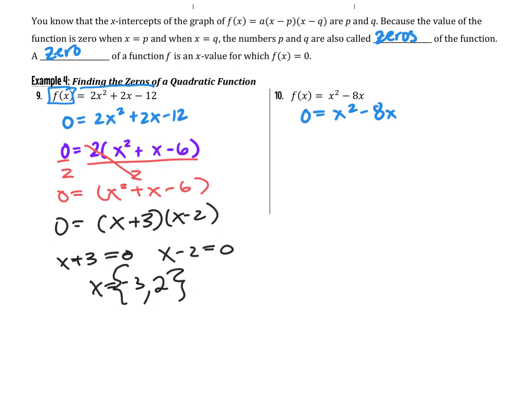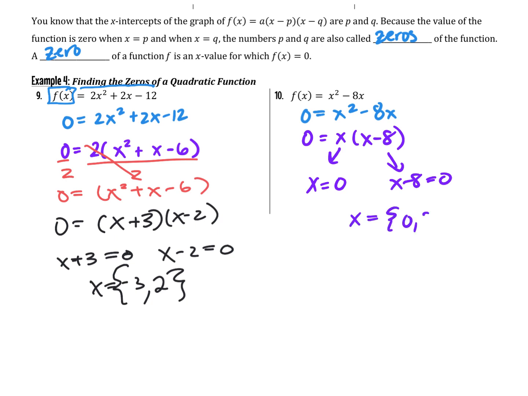Last but not least, number 10. When I look at number 10, the first thing I'm always asking myself when I'm going to factor is, does it factor? Is there a greatest common factor besides 1? And there is a greatest common factor besides 1. Both of these terms are divisible by x, so I can factor an x out. And now it's already in factored form, so I can set each of those factors equal to 0 and get my two solutions of 0 and positive 8.